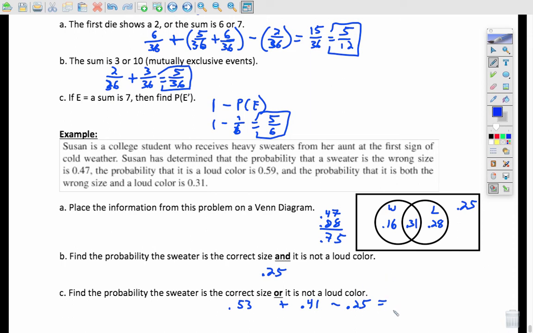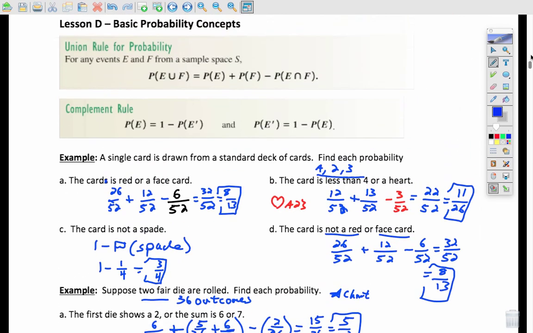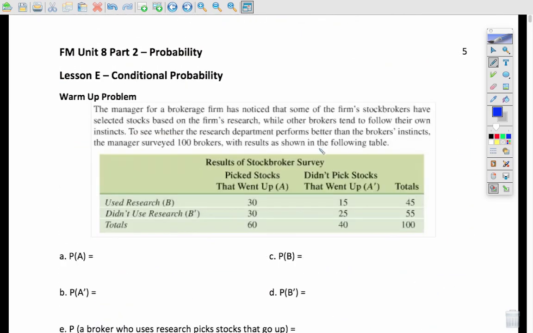So let's see if I can get this right here. It looks to be 0.94 minus 0.25. So 94 minus 25. My brain just suddenly locked up on me here. So I have to borrow and make that an 8. 0.69 is the way it looks. That's the probability that you get something that is the correct size or not loud. Okay, that seems legit. Alrighty, so far so good on some of this probability.